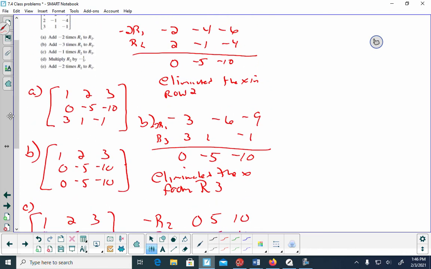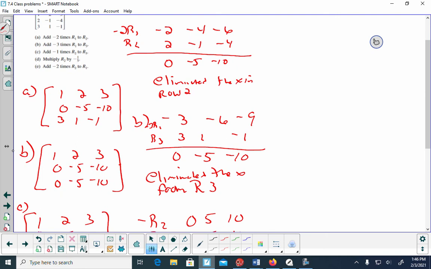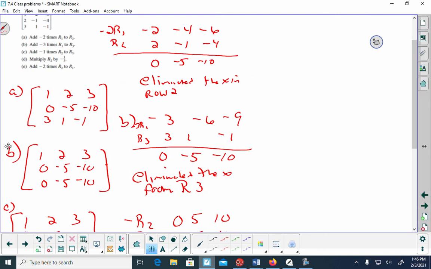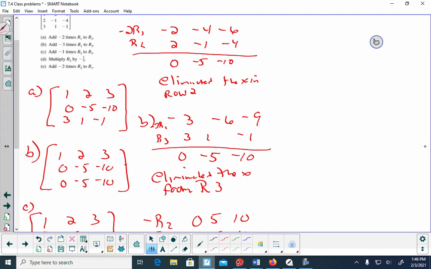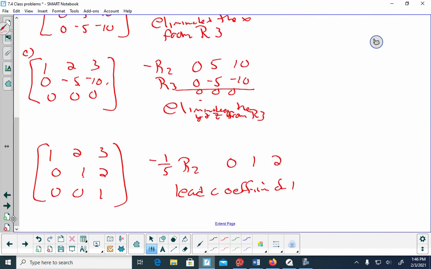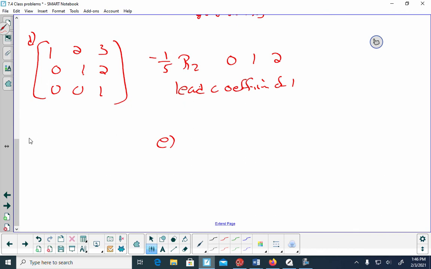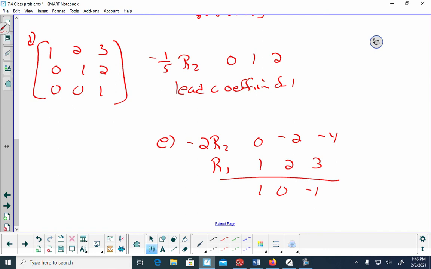Then it says add -2 times row 2 to row 1. So I'm going, oh, that was D, and now we're on E. -2 times row 2. So 0, -2, -4, and I'm adding that to row 1. 1, 2, 3, and it'll be 1, 0, -1. So now I'm going to be left with 1, 0, -1, 0, 1, 2, 0, 0, 1.